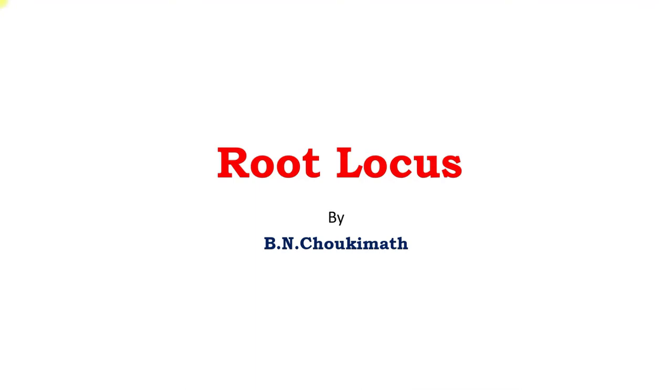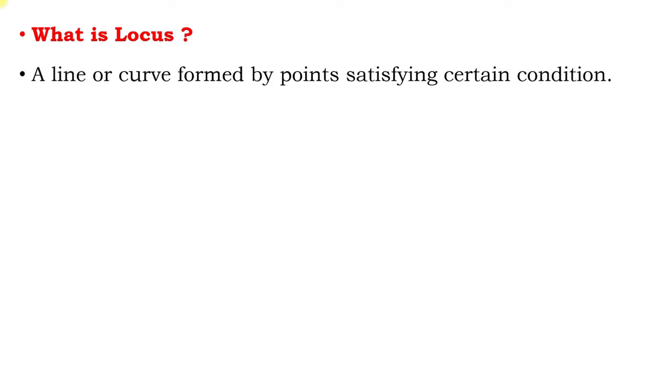In this video, we're going to discuss root locus. Before understanding root locus, let us see what locus means. Locus is nothing but a line or curve formed by points satisfying a certain condition. Whenever we want to form a line, a series of points is required. That means whenever we want to make a line or a curve, the movement of the points is required; only then is it possible to make a line or curve.